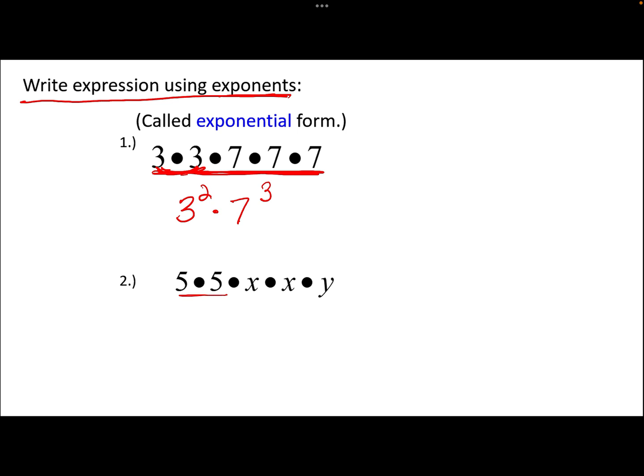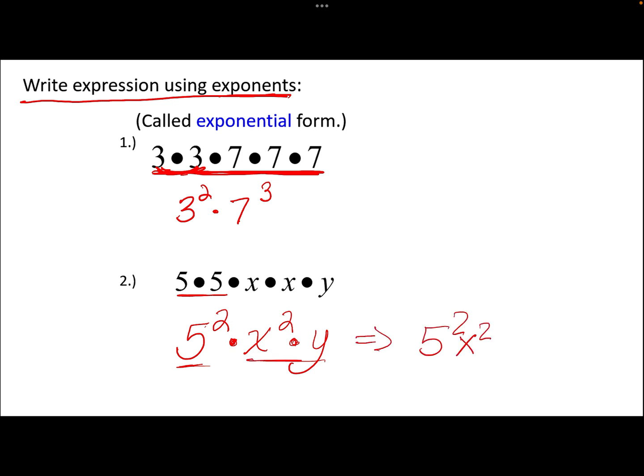In number 2, we're going to have 5 to the 2nd power times x to the 2nd power times y. Now, when you get to this, this would be a coefficient, and these would be variables, our finalized answer should be 5 squared, x squared, y. I would not need any of these dots in there because that's implied when they're written next to it. Okay?